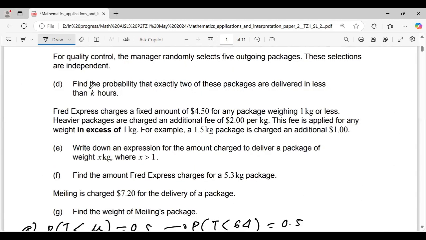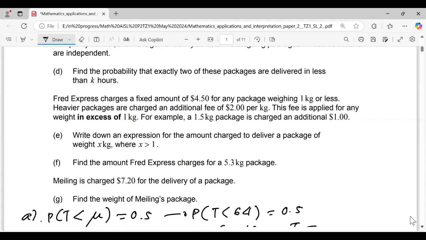Next, E. Freight Express charges a fixed amount of $4.50 for any package weighing 1 kg or less. Packages are charged an additional fee of $2 per kg. This fee is applied for any weight in excess of 1 kg. For example, a 1.5 kg package is charged an additional $1. Write down an expression for the amount charged to deliver a package of weight x kg where x is greater than 1.